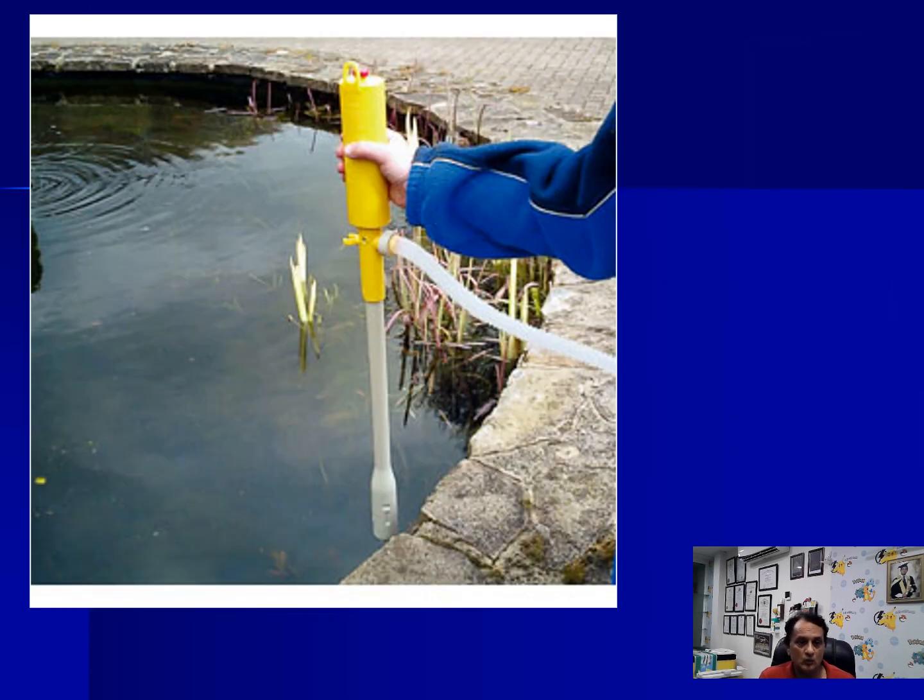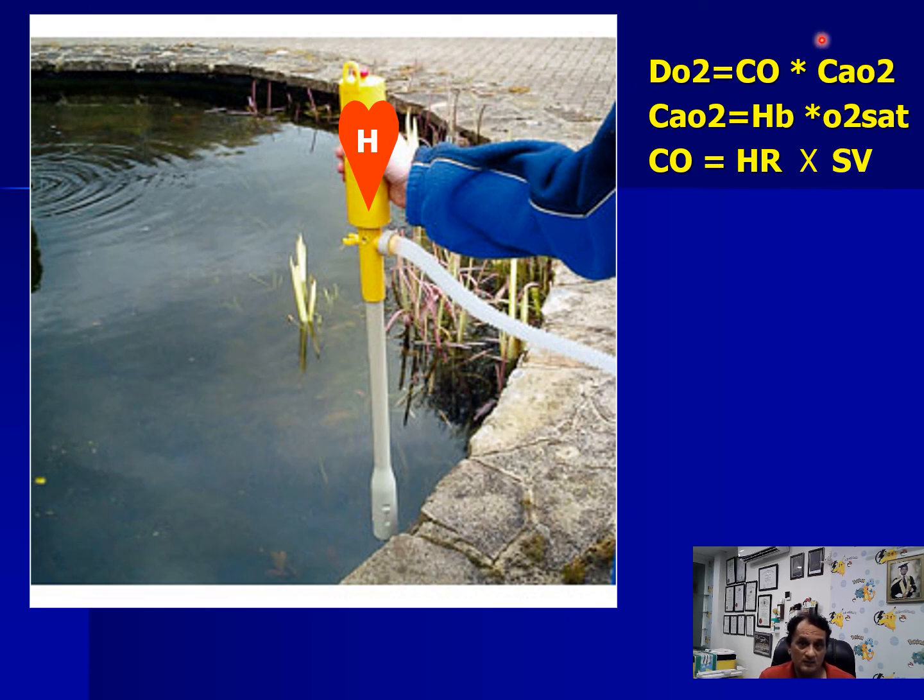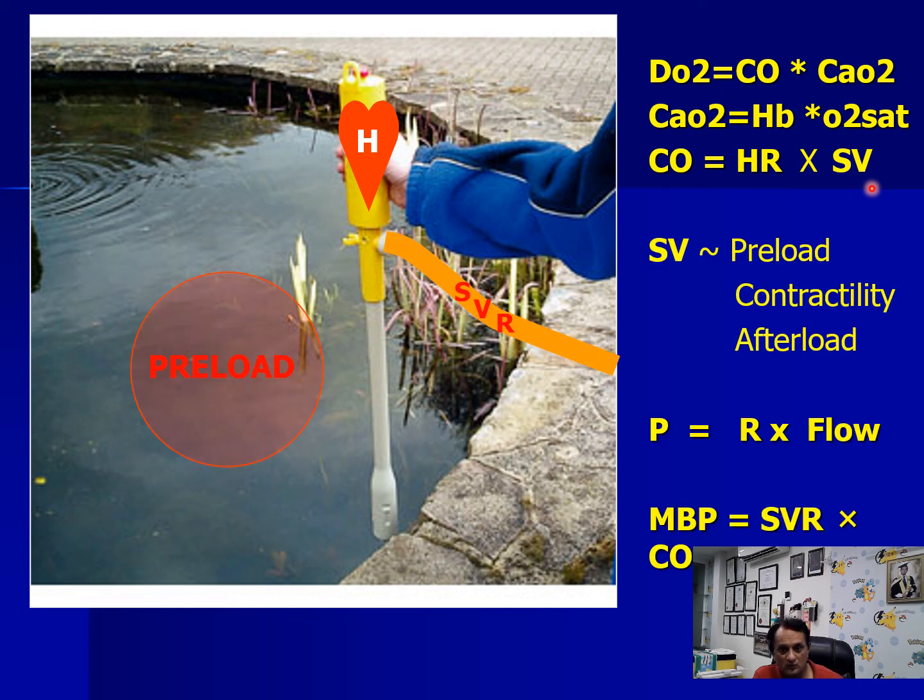Important points to remember: oxygen delivery is a product of cardiac output into oxygen content, and oxygen content is a product of hemoglobin into oxygen saturation. We know that we have defined before oxygen content also depends on the dissolved oxygen, other than the oxygen carried with hemoglobin, and that depends on the saturation. So cardiac output is equivalent to the heart rate and stroke volume, and a lot of times you have to work with the stroke volume in the form of preload, contractility, and afterload to improve the stroke volume, ultimately which increases the cardiac output and oxygen delivery.